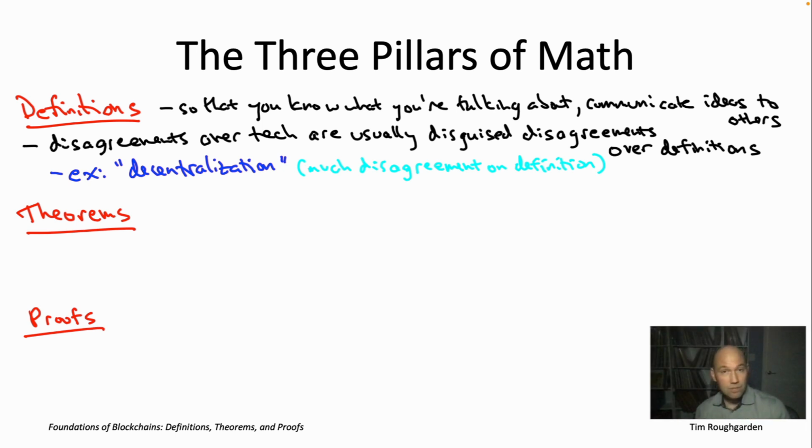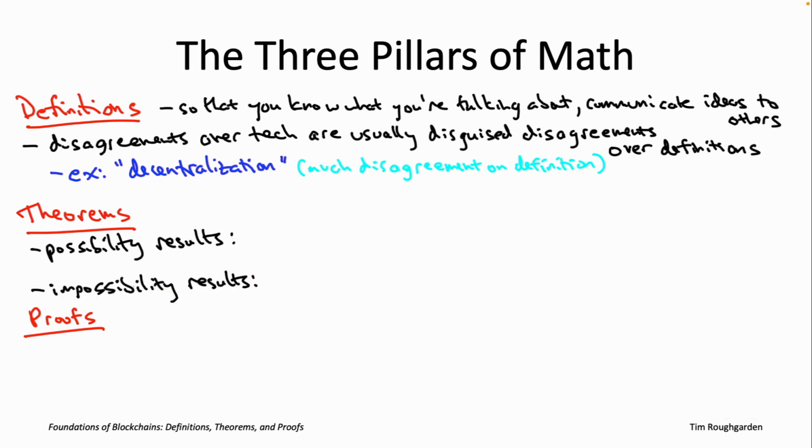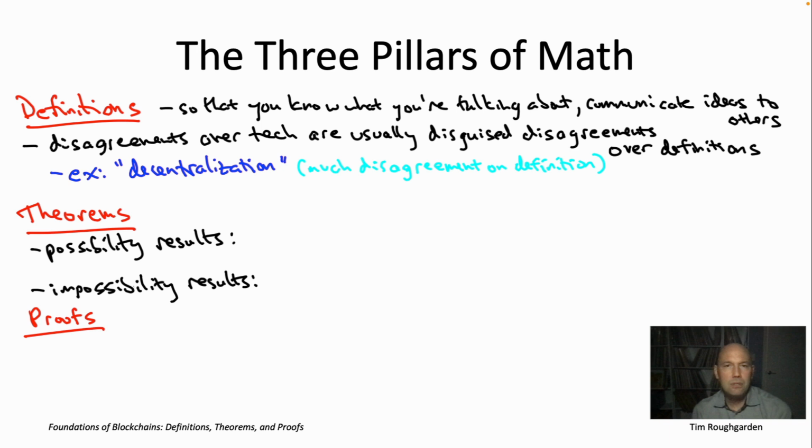Moving on to theorems, meaning formal mathematical statements that are asserted to be true, and hopefully backed up by a proof and therefore actually true. For theorems, let me differentiate between possibility and impossibility results. We've already seen several examples of each. So for example, our most recent example of a possibility result is for the Tendermint protocol. We just saw that in lecture 7.